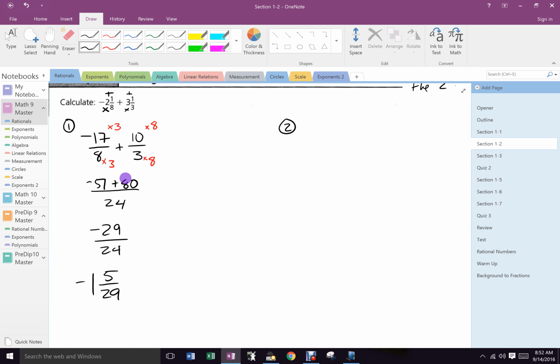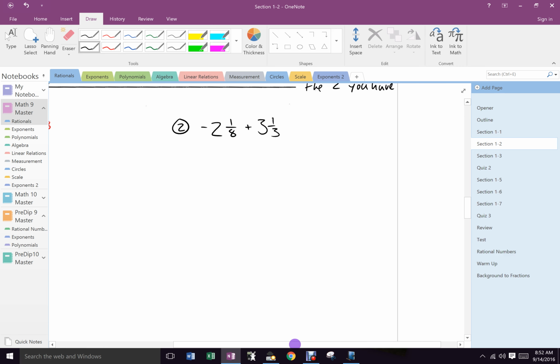You can choose to do it if you want. Everybody cool? So the way I like to do this question is this. I'm going to write it out again so I have it over here. Here is what I like to do. These are separate things, aren't they? So what I like to do is the big numbers, negative 2 plus 3. What's negative 2 plus 3? 1. And then I like to do the fractions on their own. 1 eighth plus 1 third.